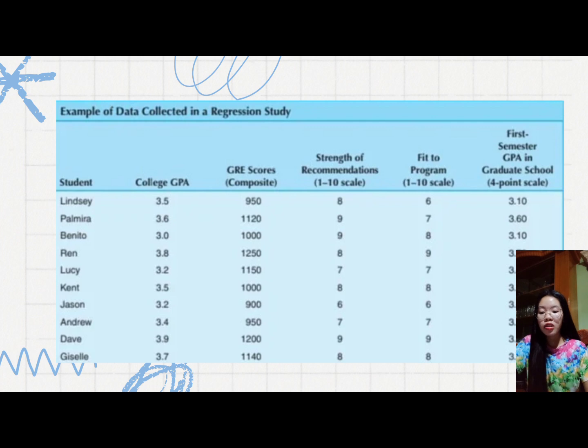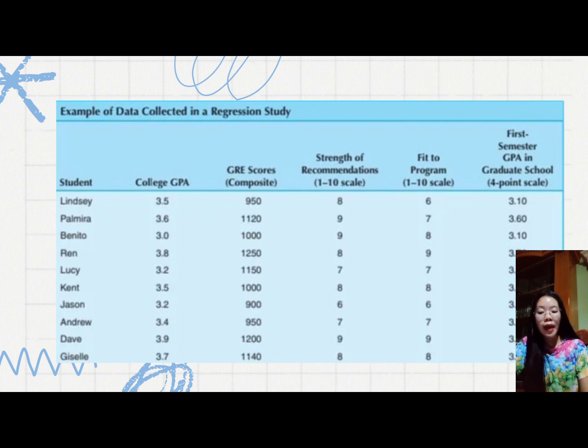So in this regression study, the researcher seeks to identify which one factor or combination of factors best explains the variance in first-year graduate student GPAs. A review of this data shows that the scores varied on each variable, with more variation among GRE scores than among recommendation and fit-to-program scores.